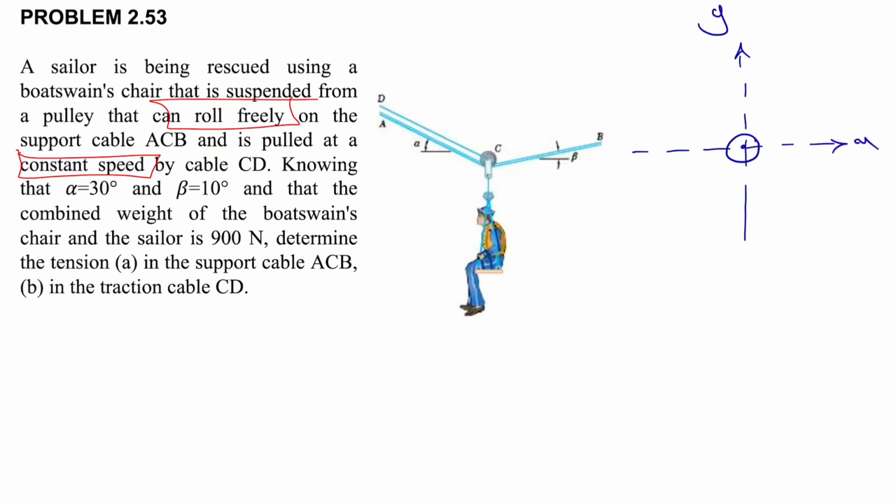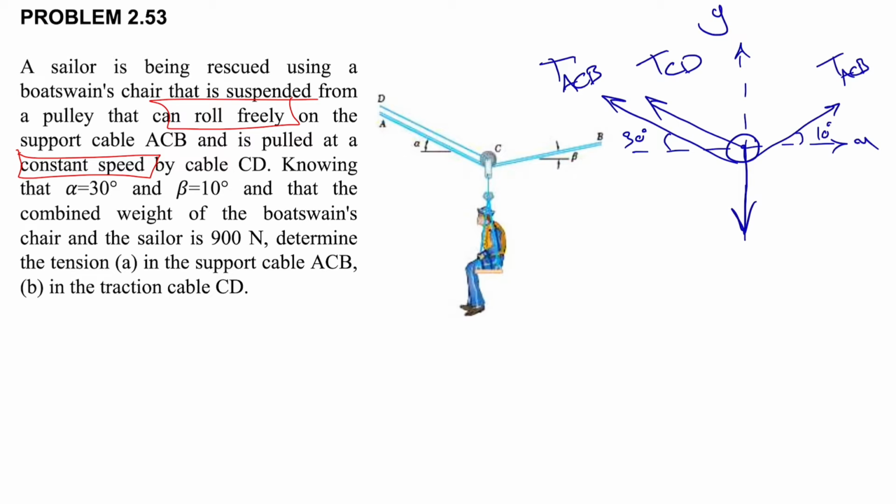So let's set our x and y exactly in the center of the pulley, or point C. We have one single cable ACB, meaning that the tension in that cable will be the same. So on this side we have, let's call it TACB. We know this angle beta is 10 degrees, and we will have the same tension here, again TACB. This time the angle is alpha, which was 30 degrees.